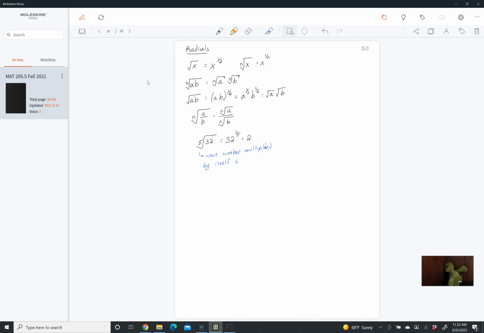Okay, now on your calculators, sometimes you'll see the caret. You're just using your exponent, and just make sure that when you're putting it into your calculator, you're putting the 1/5 in parentheses. Okay.